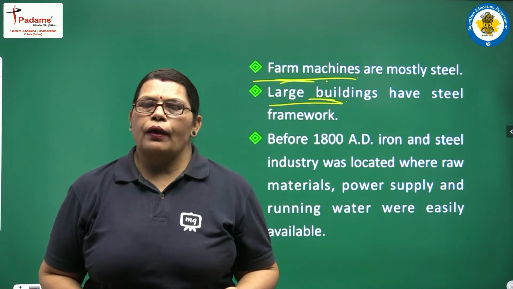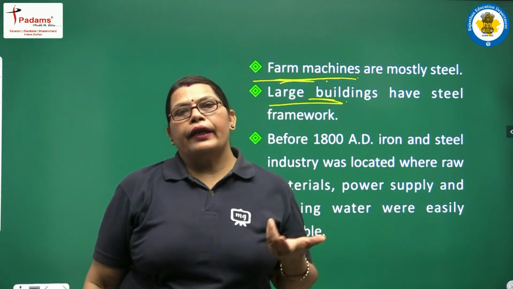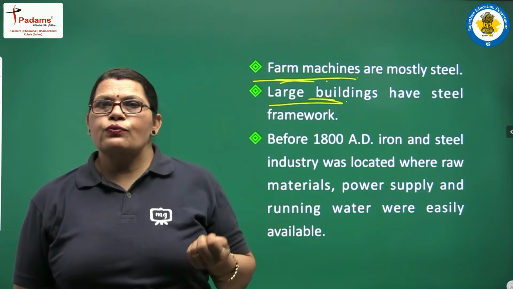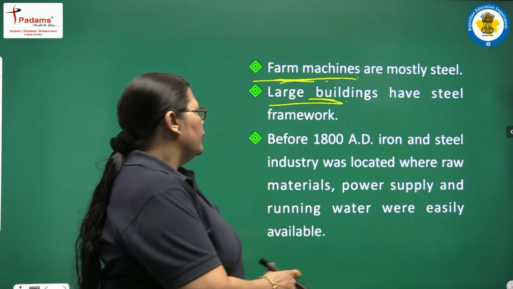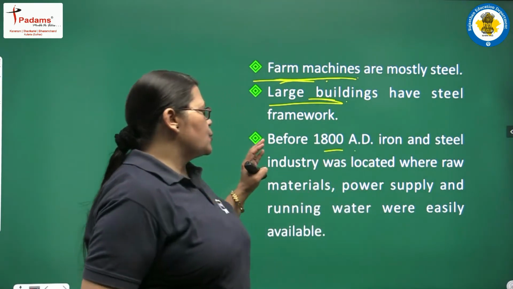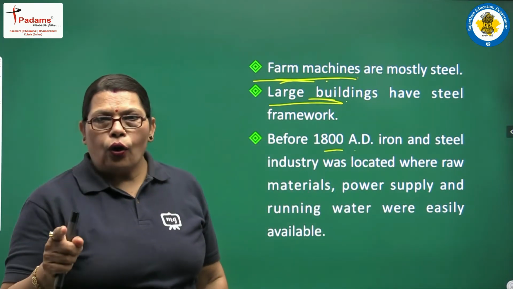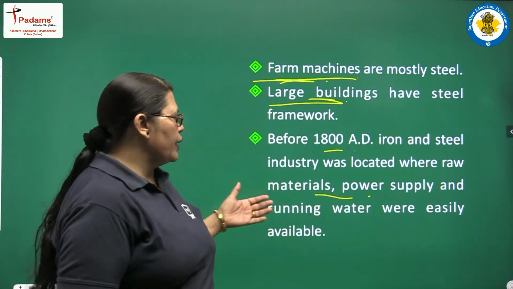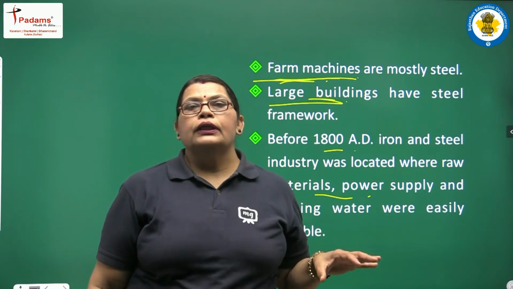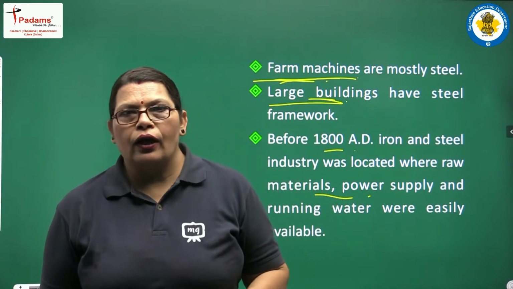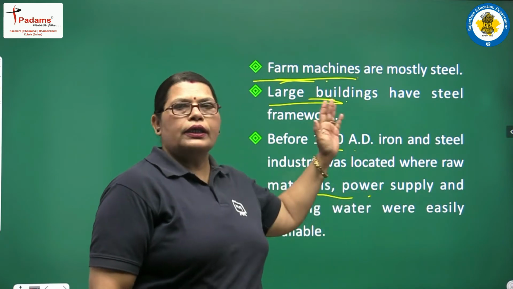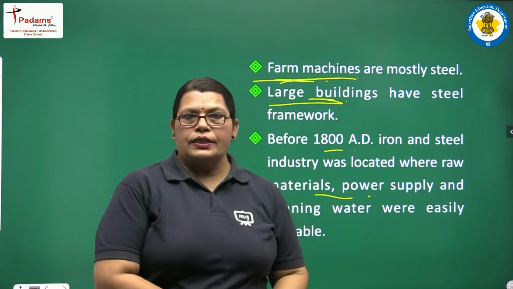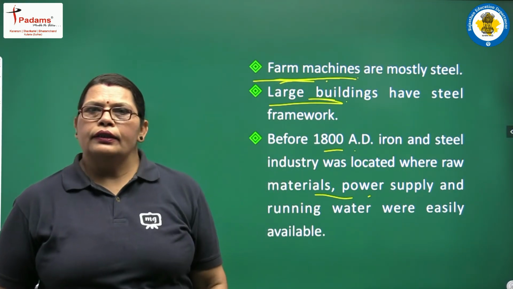Students, when we are talking about the situation of iron and steel industries before 1800 AD, what things were suitable at that time? See here, all these iron and steel industries were located where raw materials as well as power supply and running water were easily available. So, these were the conditions of that time, and at that time all things were easily available. Only on that condition were iron and steel industries located on that side.